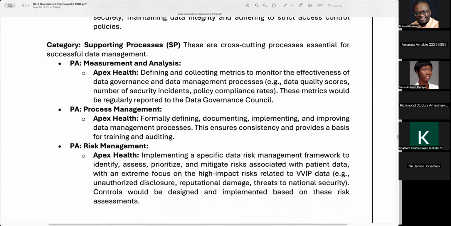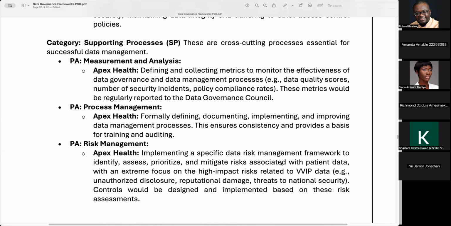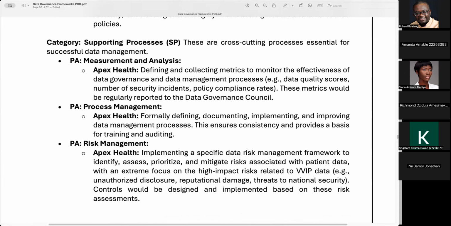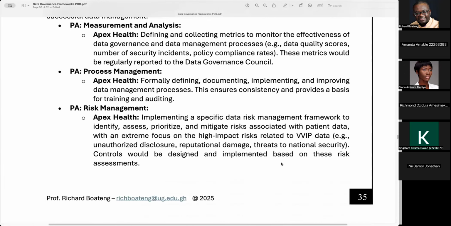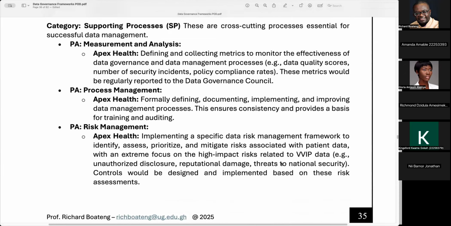And supporting processes. Other important PAs include measurement and analysis, defining, collecting, analyzing, and reporting metrics on data governance performance, data quality scores, security incidents, compliance levels, etc., to the DG Council and management. Process management, formalizing, documenting, measuring, and continuously improving the data governance processes themselves, ensuring consistency, providing training on processes, and auditing adherence.